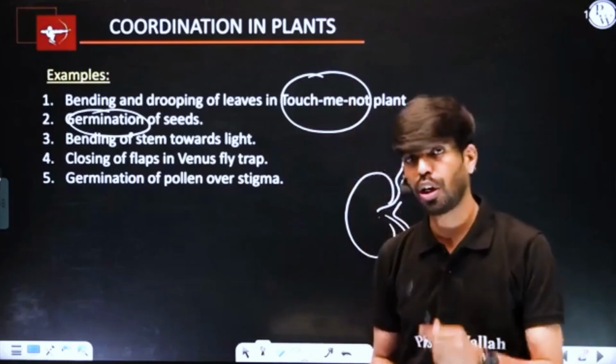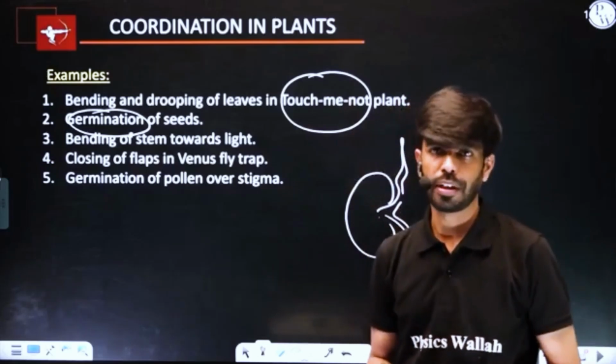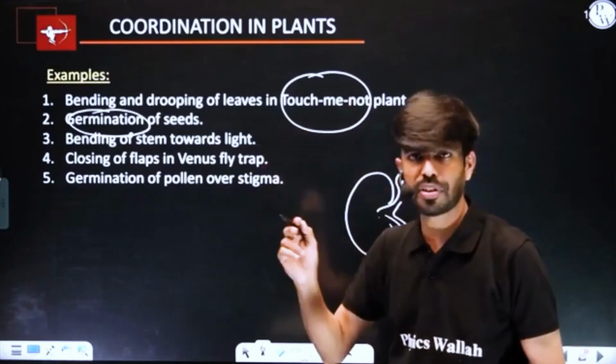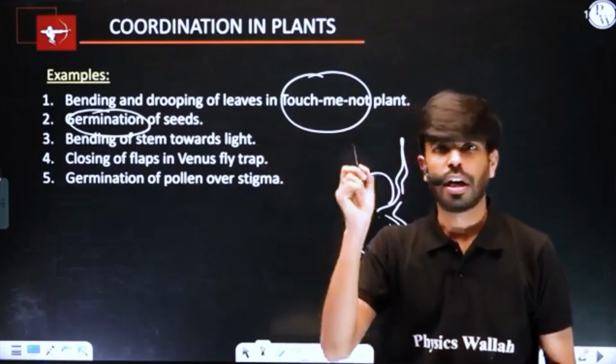So this is also called phototropism. That is because of the presence of some kind of hormones called auxins.